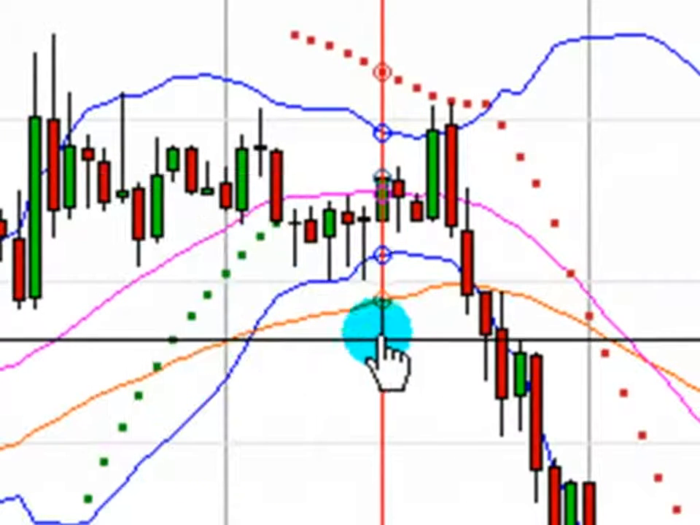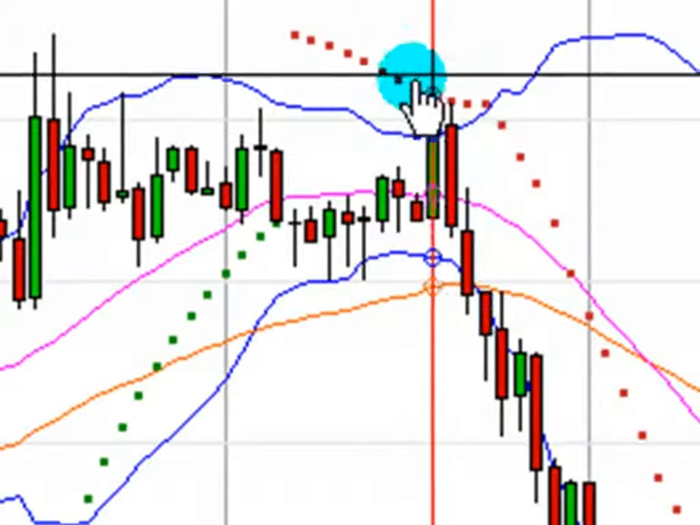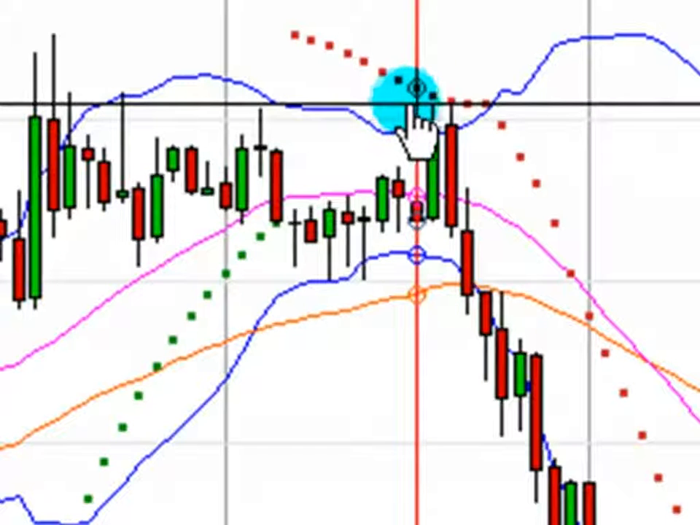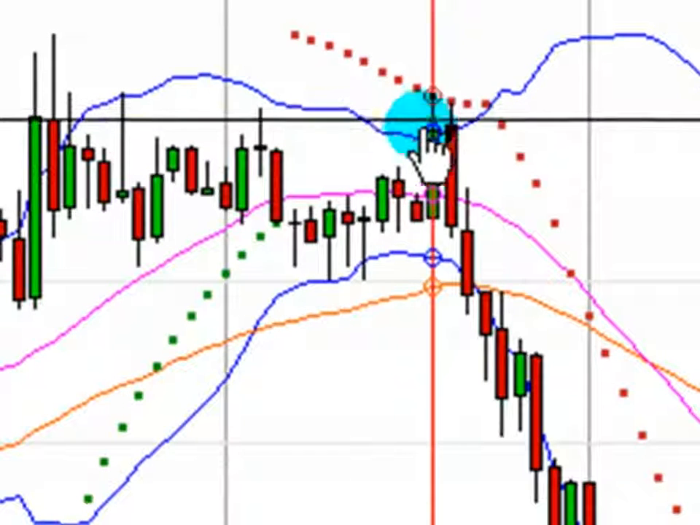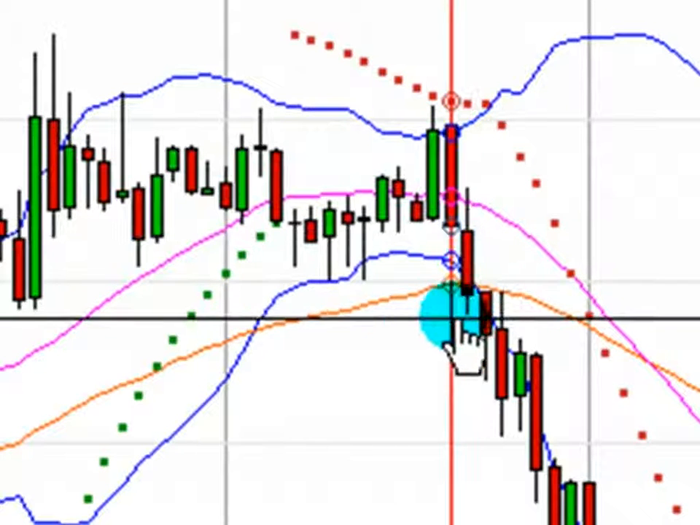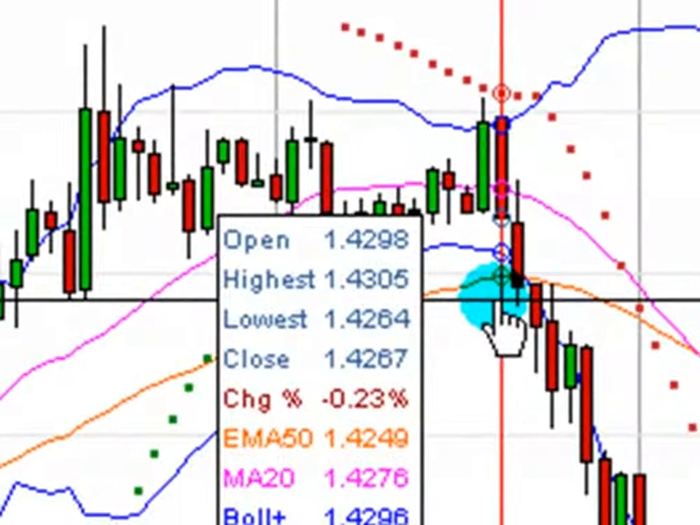Right, here we go. We have another one here. We have an overbought indication there. And though the stop and reverse indicator has indicated well before that particular indication, I will take my trade over here because this particular candle closes past the 50 moving average.